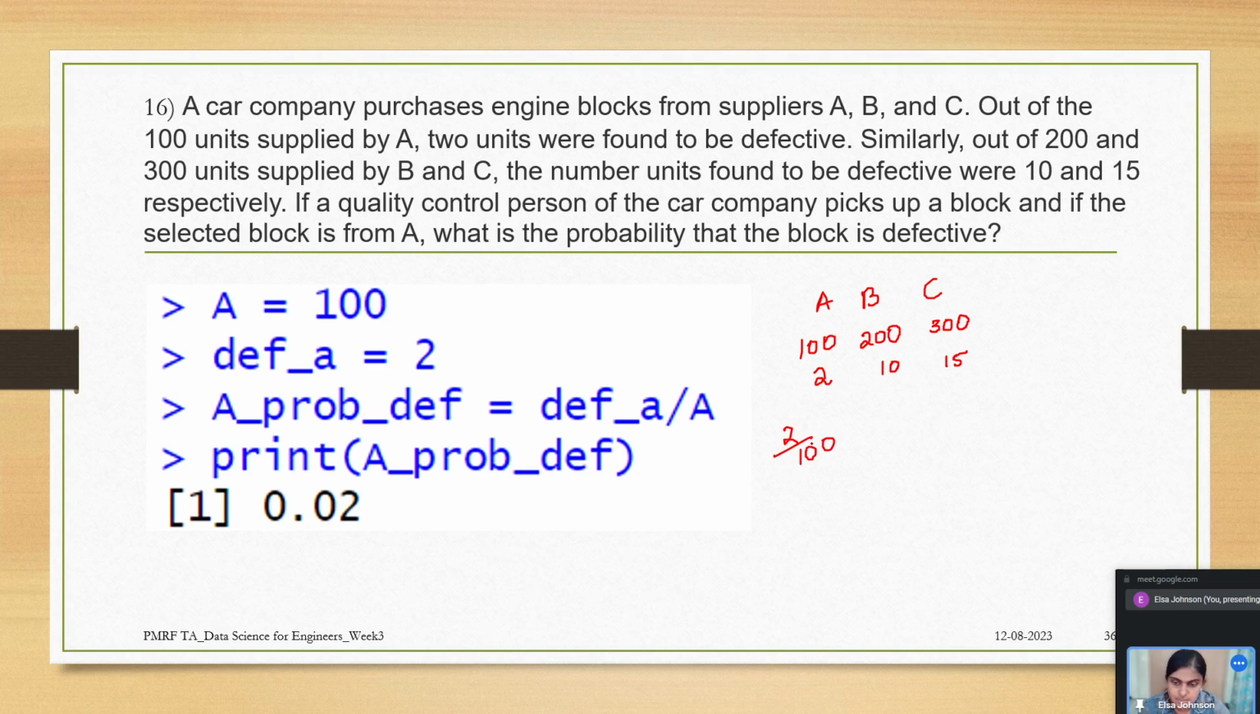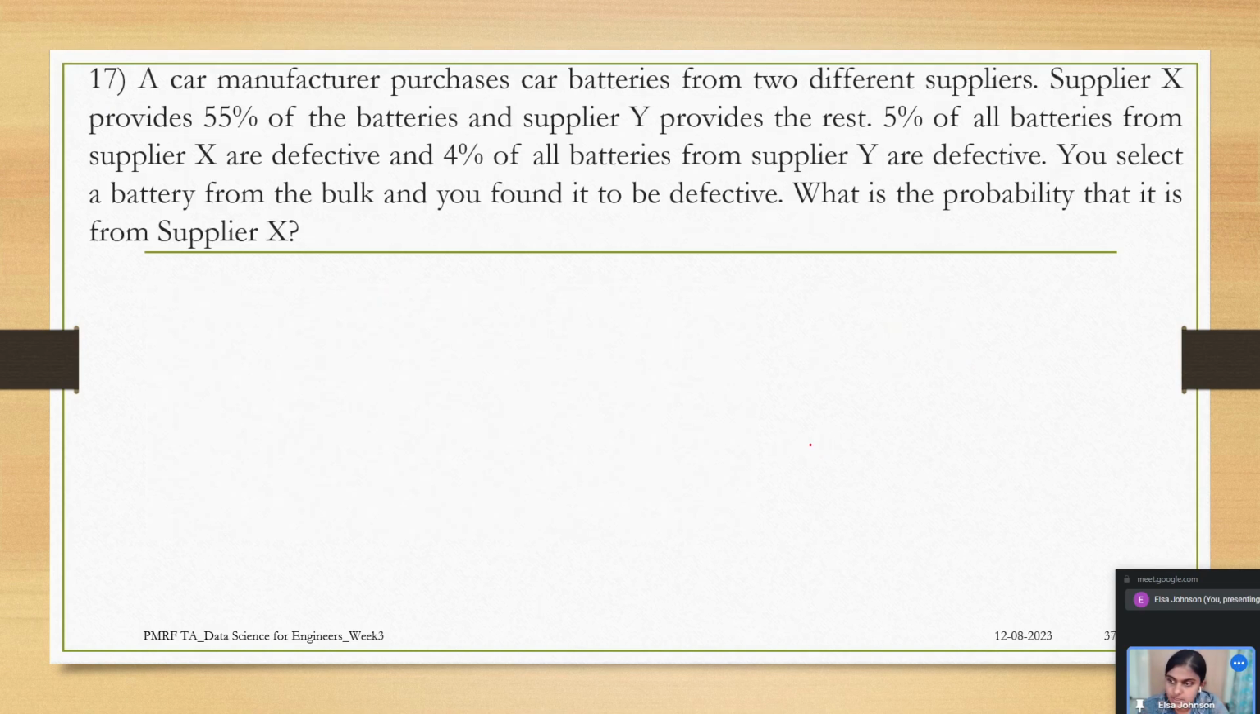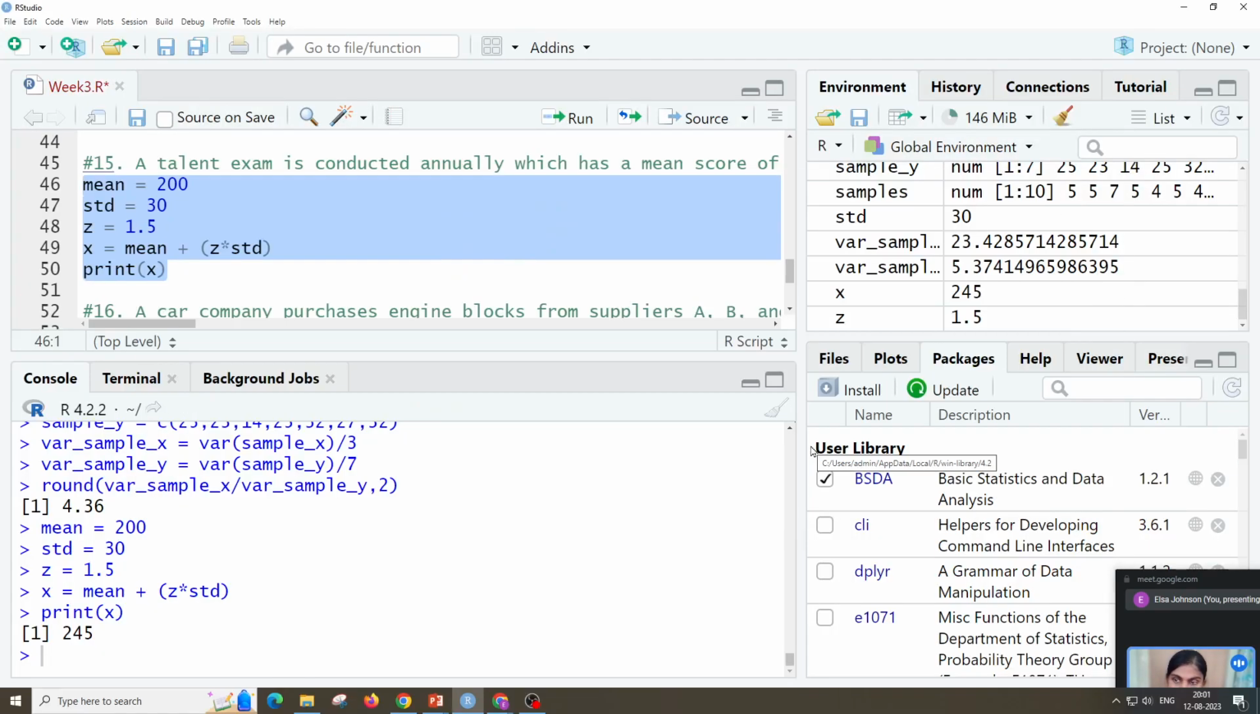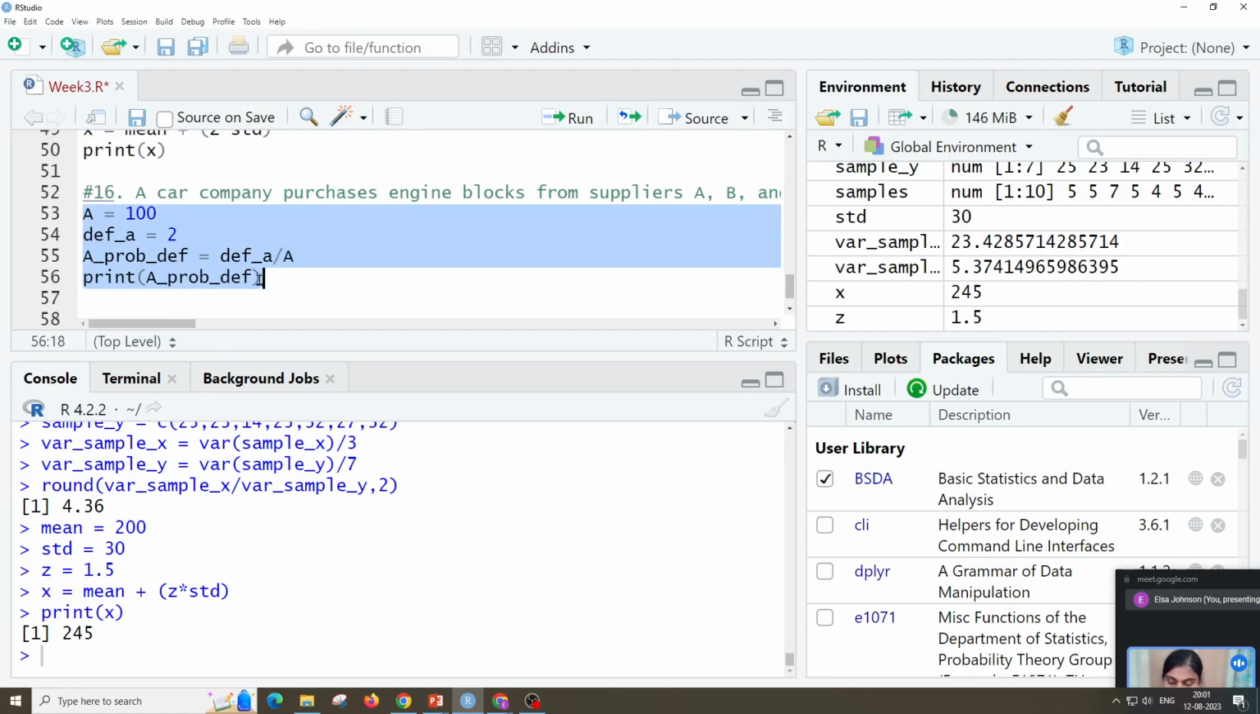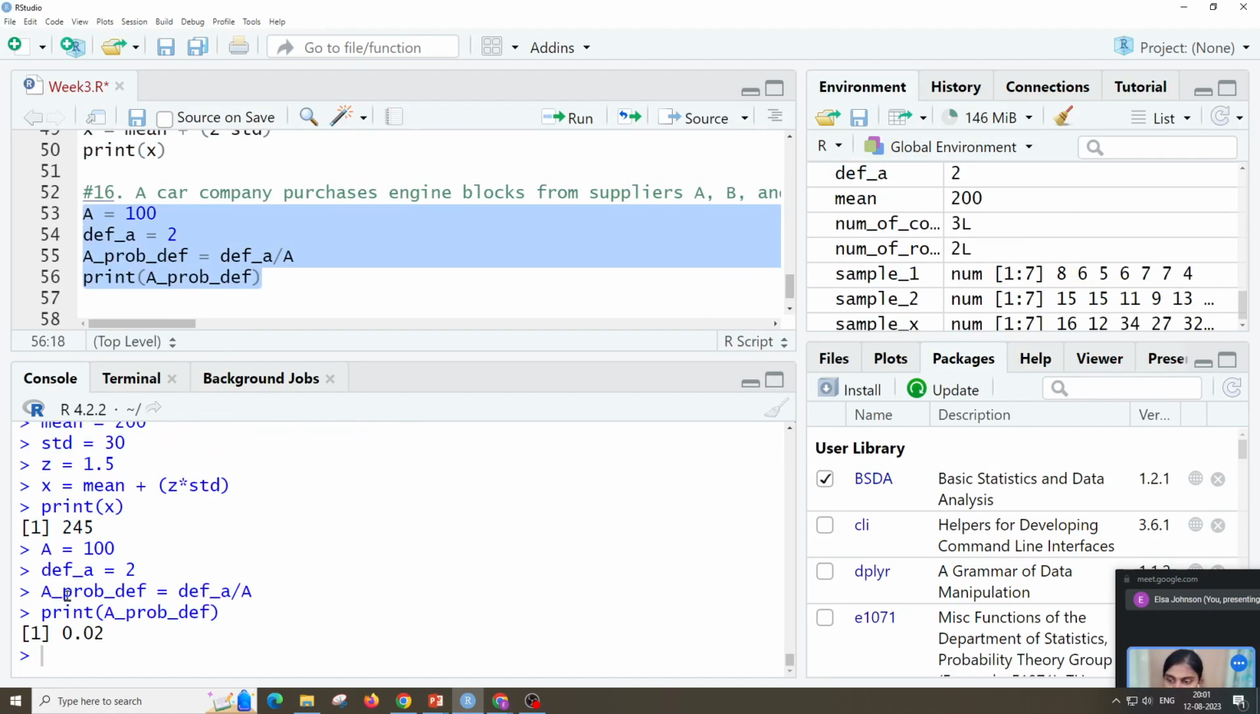This is the case where a block is selected from A and it is defective. Okay, this is a direct question. Now we'll see this one, which has a little variation. I'll go to RStudio for the previous one. This is straightforward, and you will get the value as 0.2.